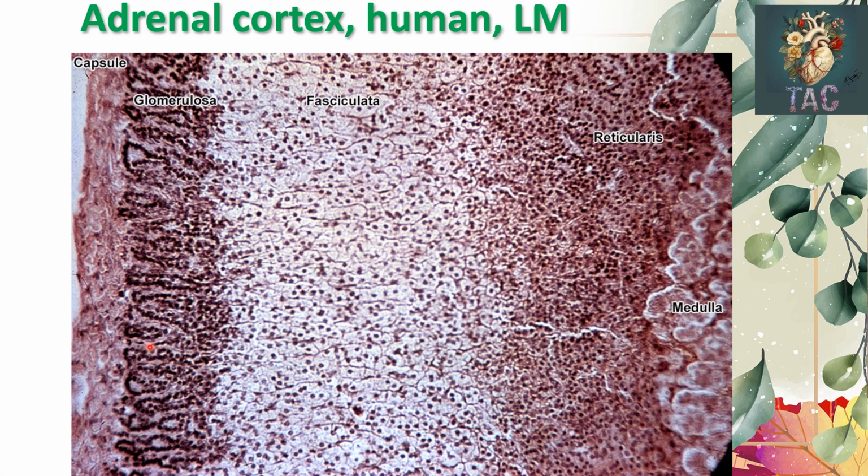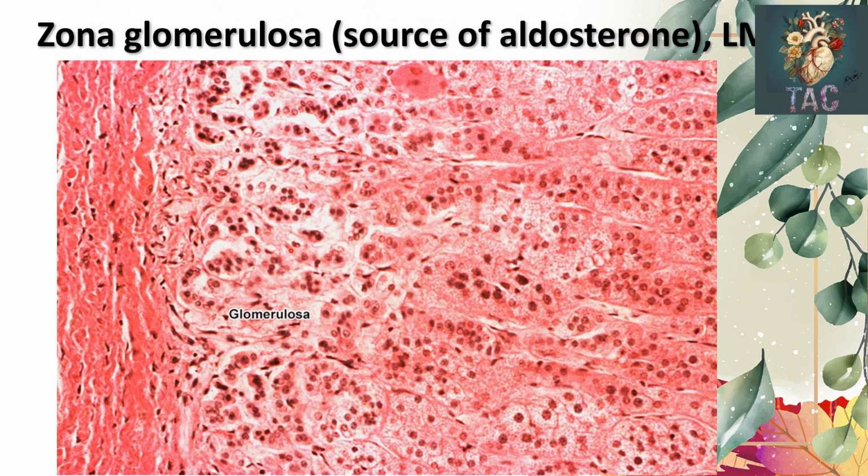Just beneath the capsule, this zone is zona glomerulosa, and here the cells are arranged either in curved columns or ovoid masses. Next is the zona fasciculata. Here you can see curved columns or curved masses of the zona glomerulosa which are present just beneath the capsule.